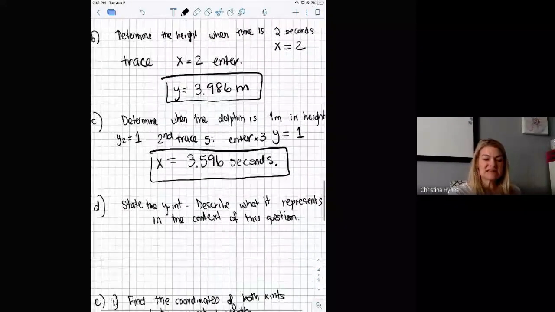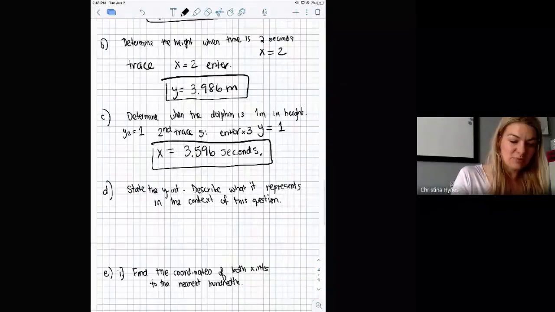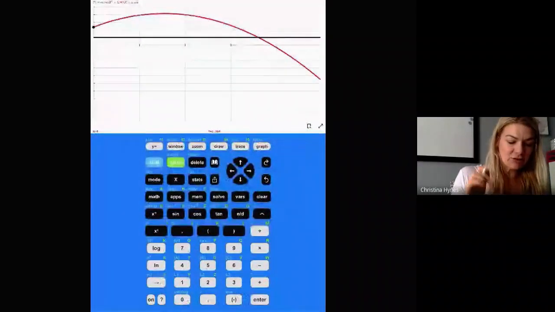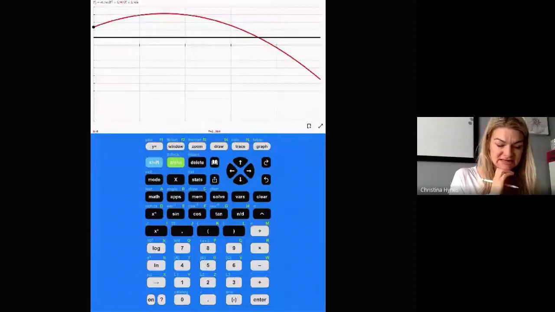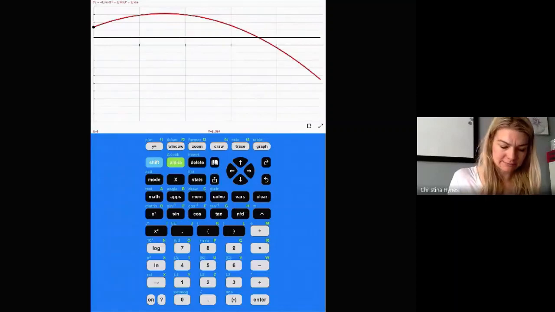Question D, state the y-intercept. The y-intercept can be found by pressing trace 0 enter. So trace, entering 0, and then pressing enter will give you the y-intercept, which is the y-coordinate of, in my case, 2.364.